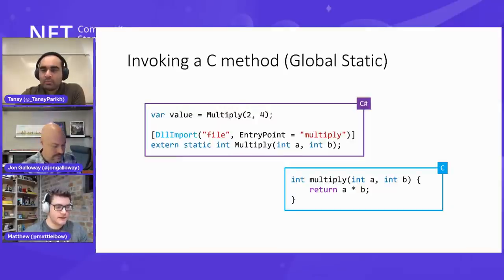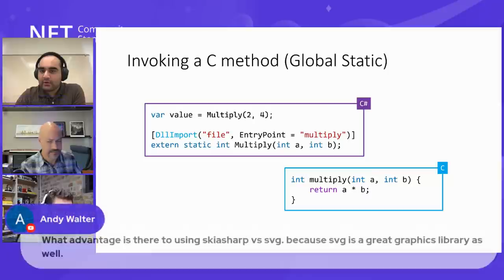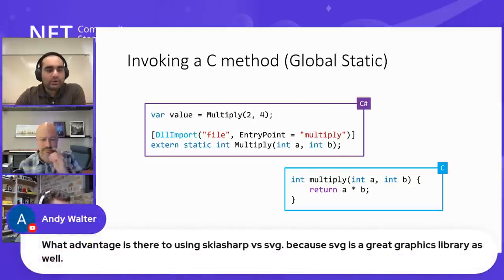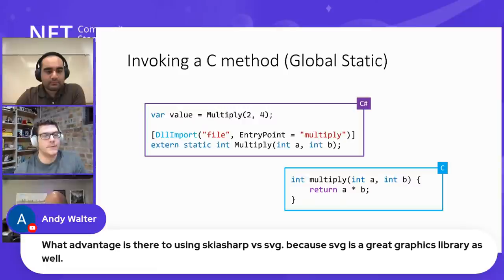There are some SkiaSharp specific questions that we can also get into. Andy Walter is asking here, what advantage is there to using SkiaSharp versus SVG? Because SVG is a great graphics library as well. Yeah, so I suppose the main difference between SkiaSharp and SVG, SkiaSharp is basically a library that allows you to call commands. Maybe I should hurry up and get to the SkiaSharp bits. I thought people were interested in the inner workings. Looks like it's more me.